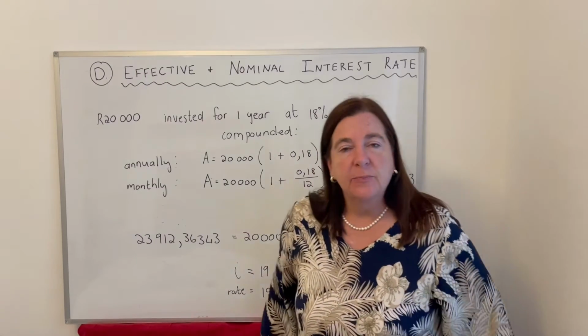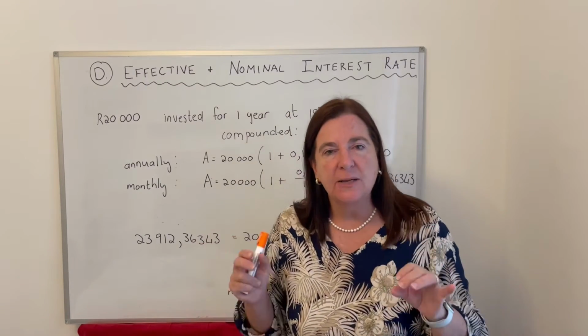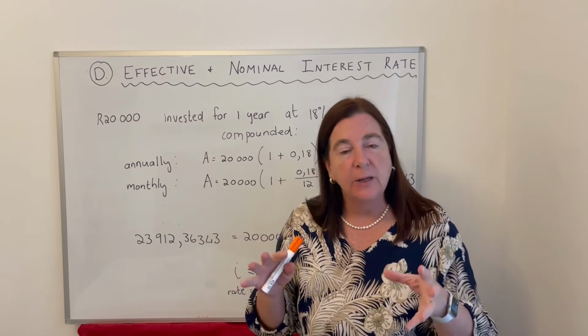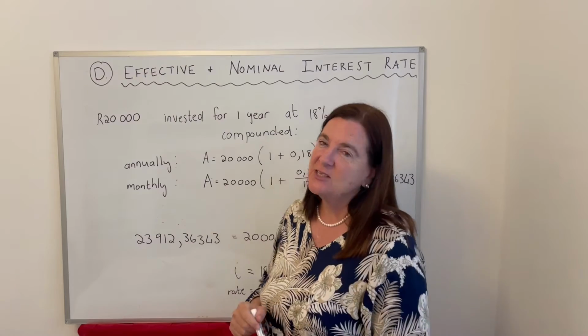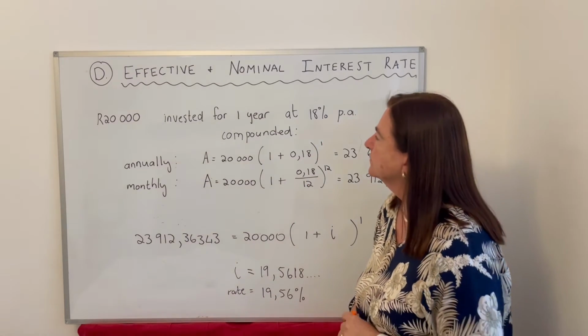I'm going to start with a simple example and then explain the concept between effective and nominal. Then we're going to get your formula and then do some examples. That's where we're going. So let's start off with a simple example.